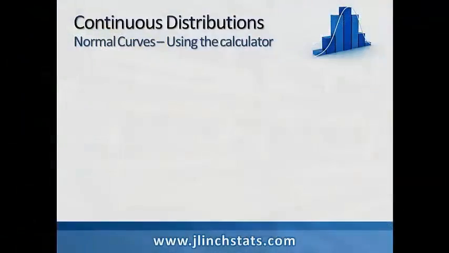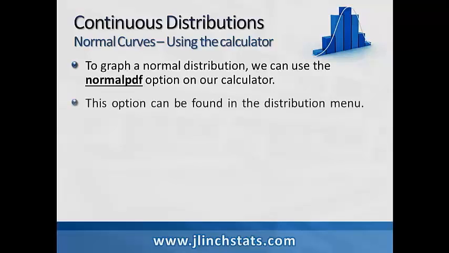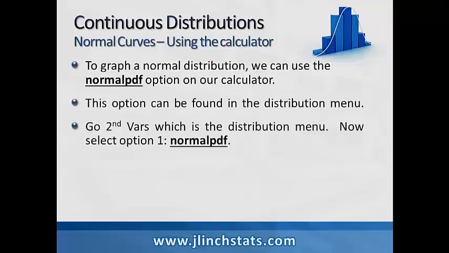Now let's talk about using the calculator when defining probabilities here. To graph a normal distribution, we can use the normalpdf option on our calculator. This option can be found in the distribution menu. Go to second bars, which is the distribution menu, and now select option 1, normalpdf.